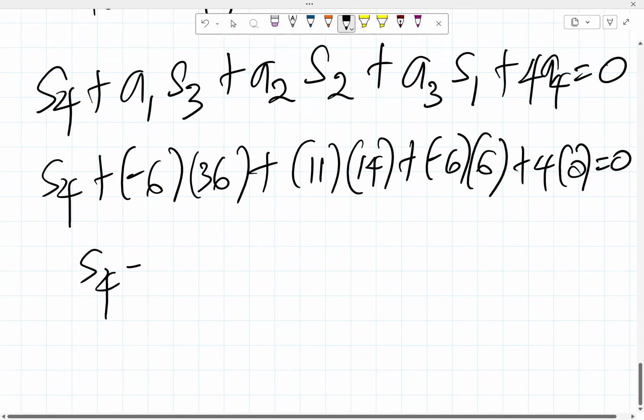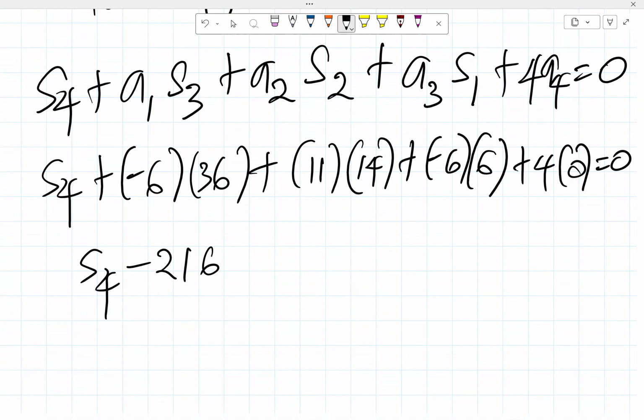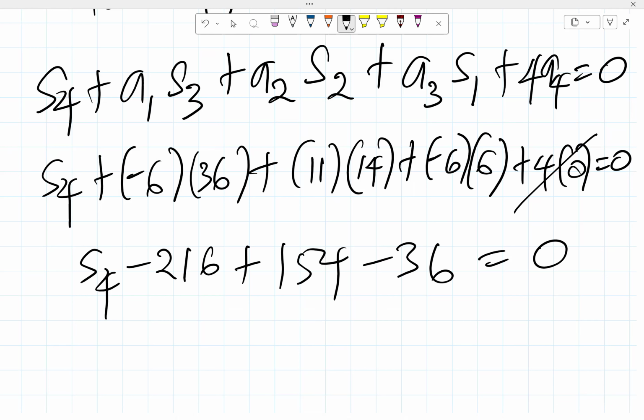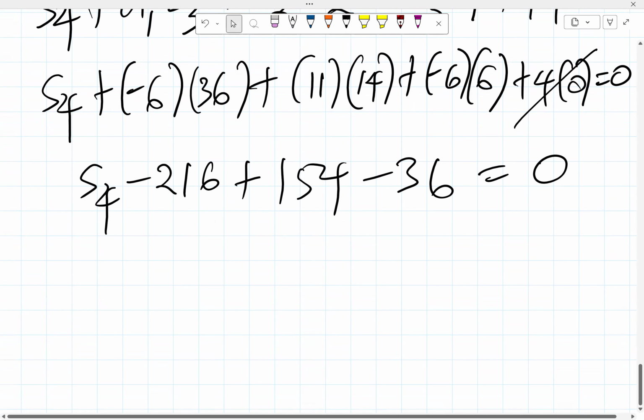Minus 6 times 36, that's minus 216. 6 times 6 is 36. Then 11 times 14 is 154. Then minus 36 plus 0. This is gone and this is equal to 0. So we now have S4. So we have to tidy this up now.